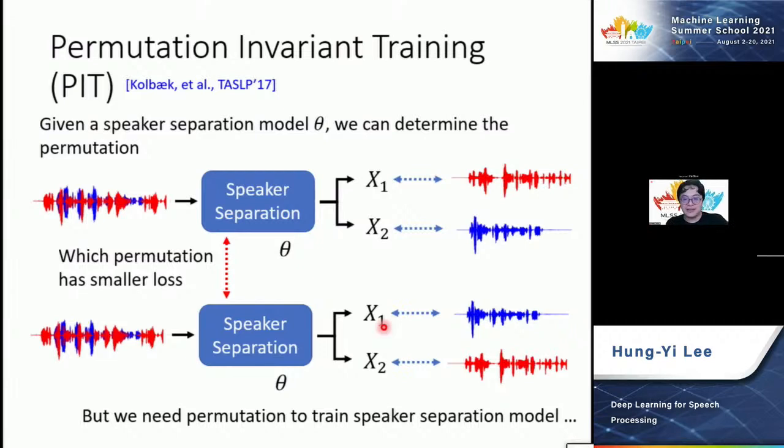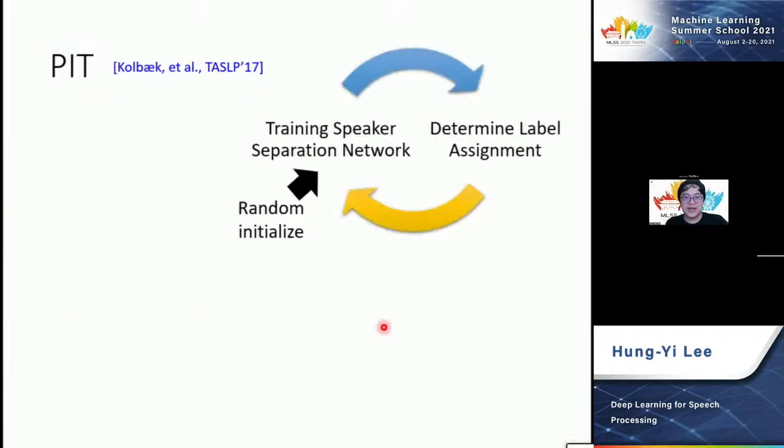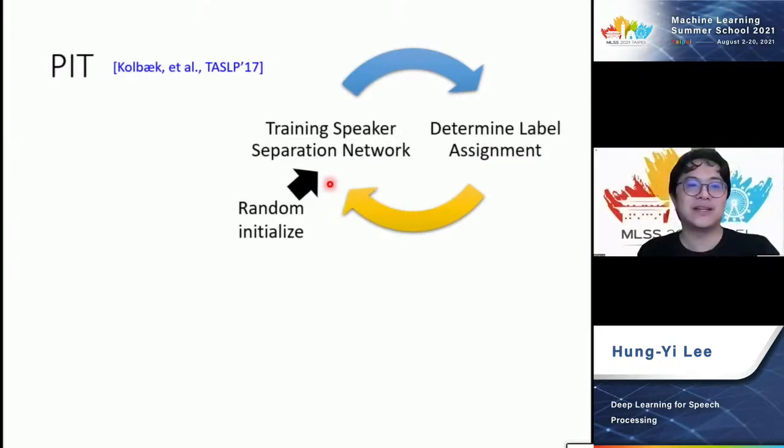Actually, it works in this way. You have a randomly initialized model. You use the randomly initialized model to first get the permutation. Then you use the permutation to train the model. Then you have a new model, so you can determine the new permutation again. And then you just do the permutation and the model training iteratively. So this is the basic idea of PIT.